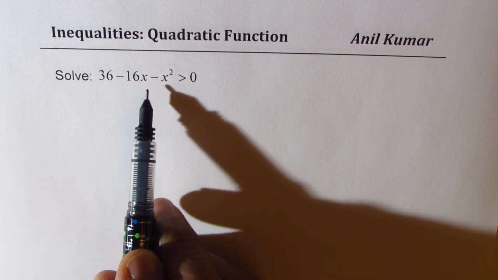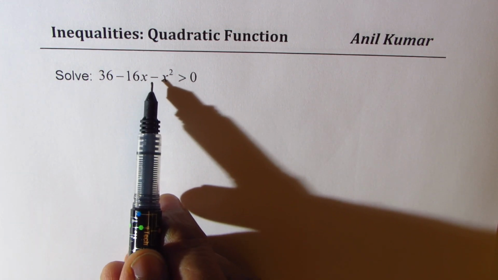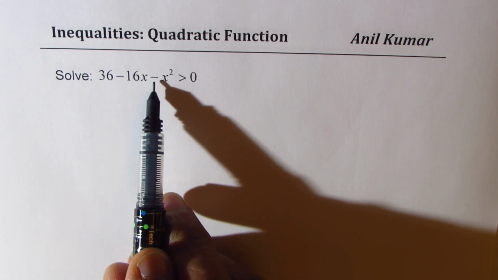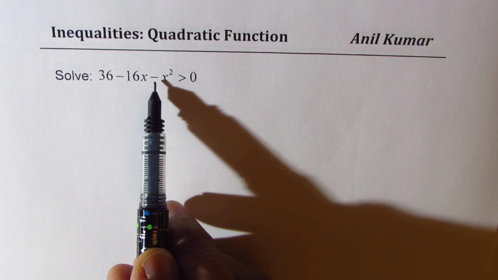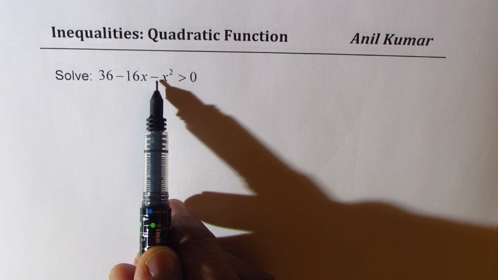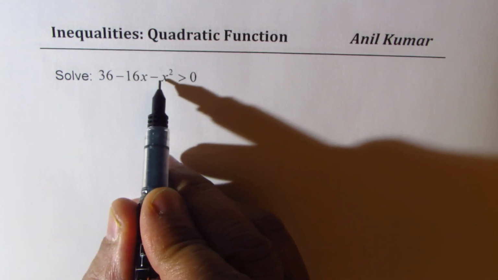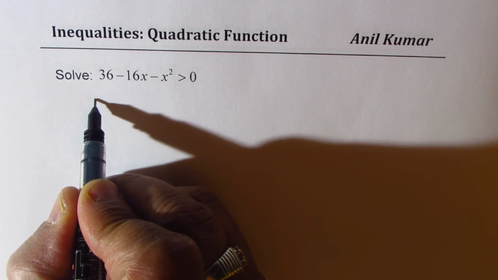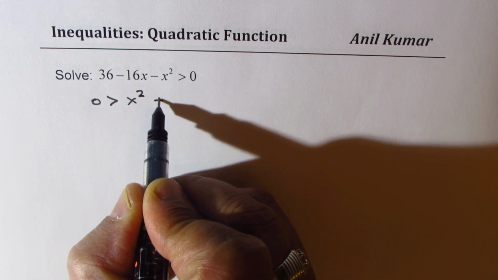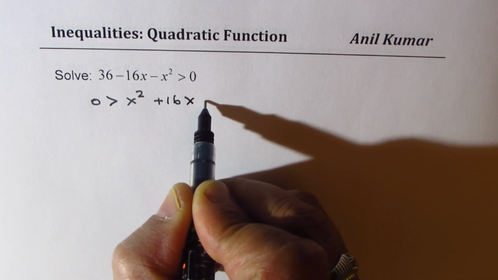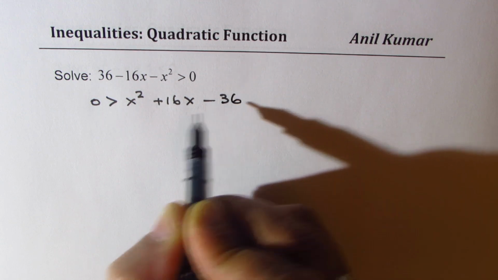Now in this question, what you notice is that x squared has a negative coefficient. So what I prefer is to move it in a way so that we get this as positive. Correct? So we'll take all these terms to the right side and we can write that 0 is greater than x squared plus 16x minus 36. So I hope that makes sense.